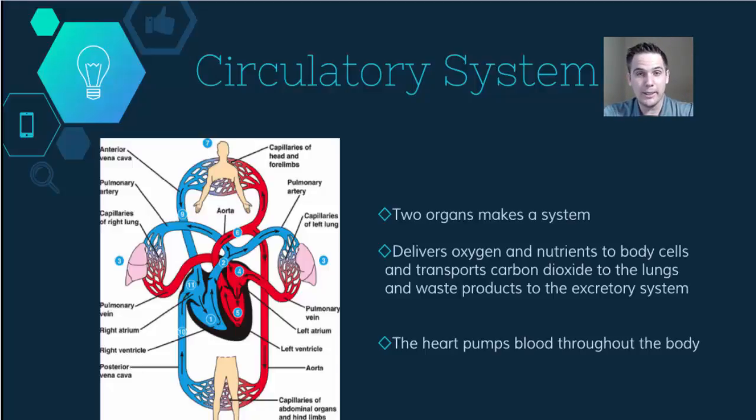Well, the circulatory system is how your body takes the gases that your respiratory system brings into your body and then actually gets them to all the parts of your body that the respiratory system doesn't reach. So again, there are multiple organs involved. It delivers oxygen and nutrients to all the body cells and transports carbon dioxide to the lungs and waste products to the excretory system. So the circulatory system will not only just circulate through your body, but it'll actually take things from the respiratory through the circulatory and into some other system.